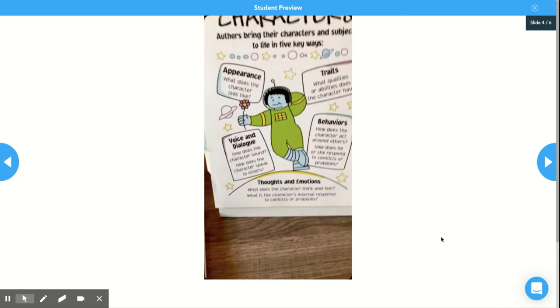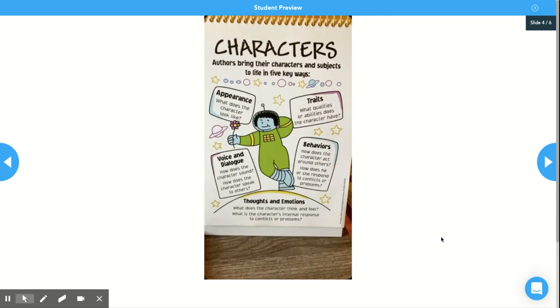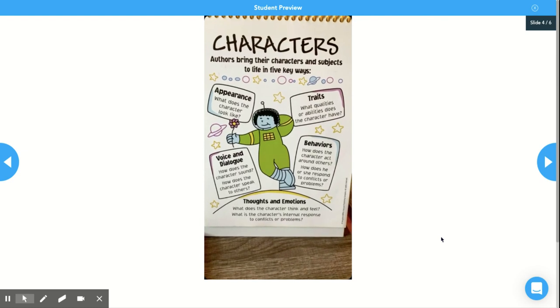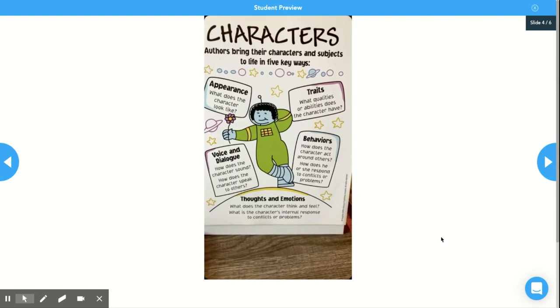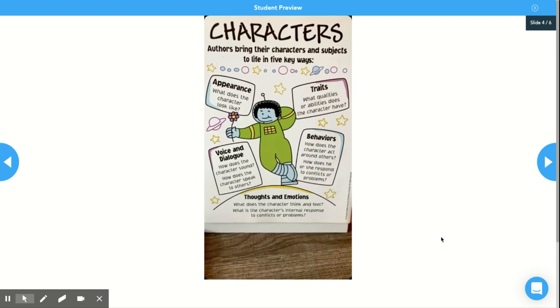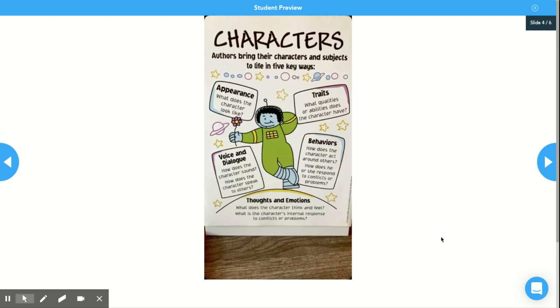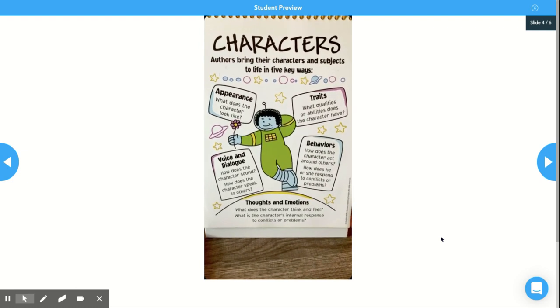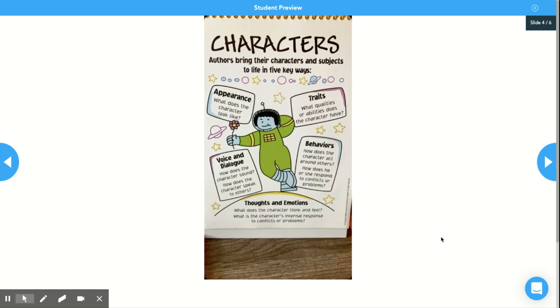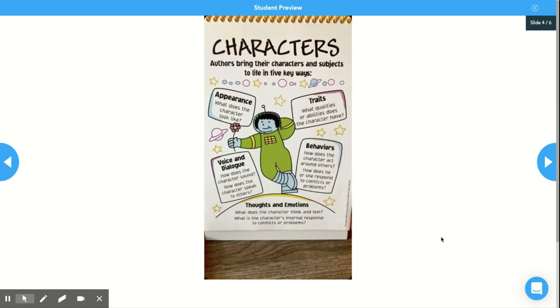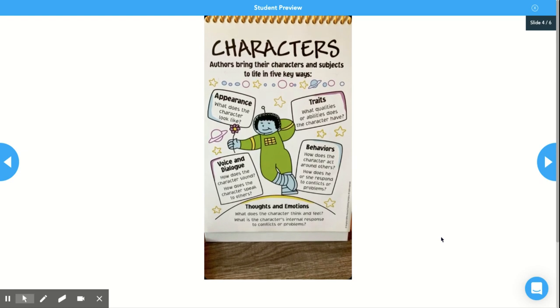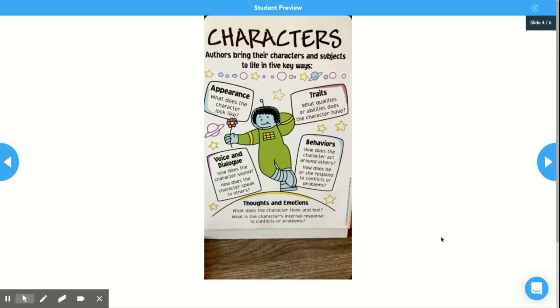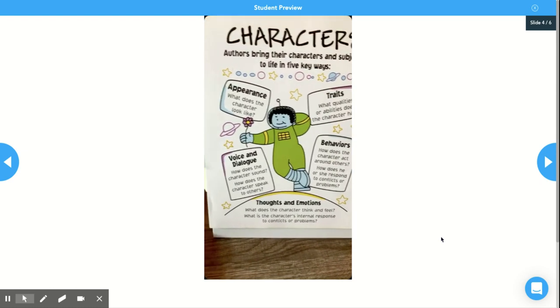So let's look at our characters anchor chart and think about, what did we just read about? She responds to conflict or problems where she's not offered a serious role by turning to acting on stage instead. Then she goes into television. She finds a way to make herself known. At the end, it also talks about her thoughts and emotions.